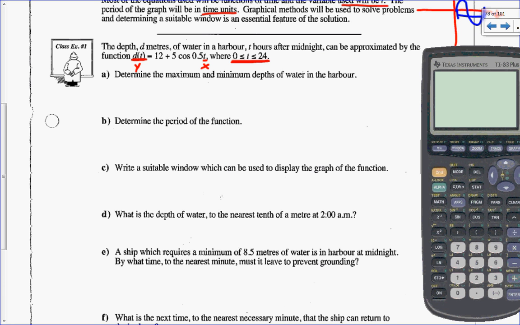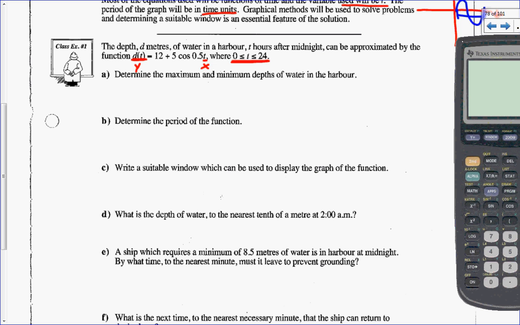Okay, so the problem with this equation is that it's not written in standard form. It's not written in a form where we can actually read our parameters a, b, c, or d off of it, because it's not in the form that we're used to seeing it in. So if that happens, all you have to do is rewrite it, rearrange it so that it is, okay?